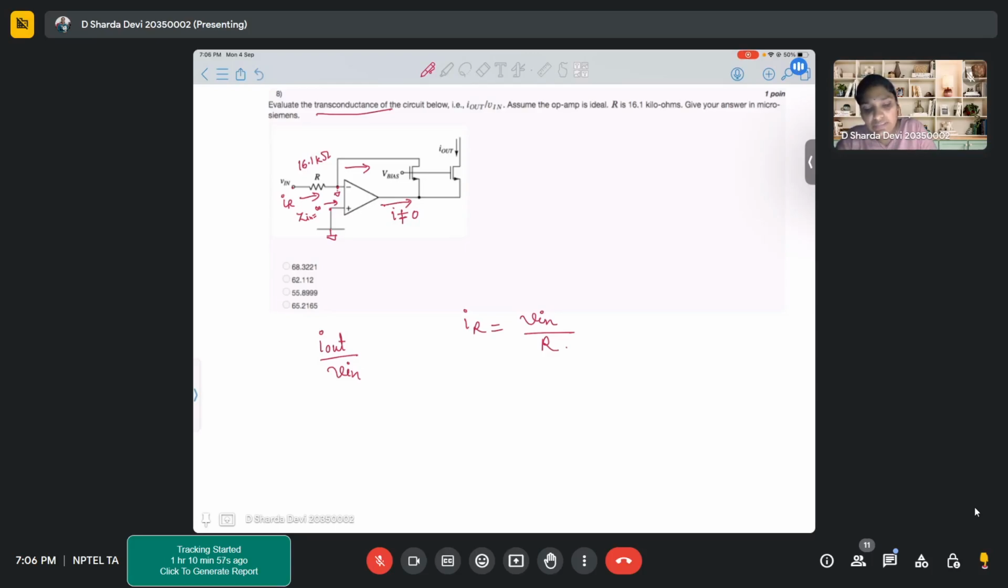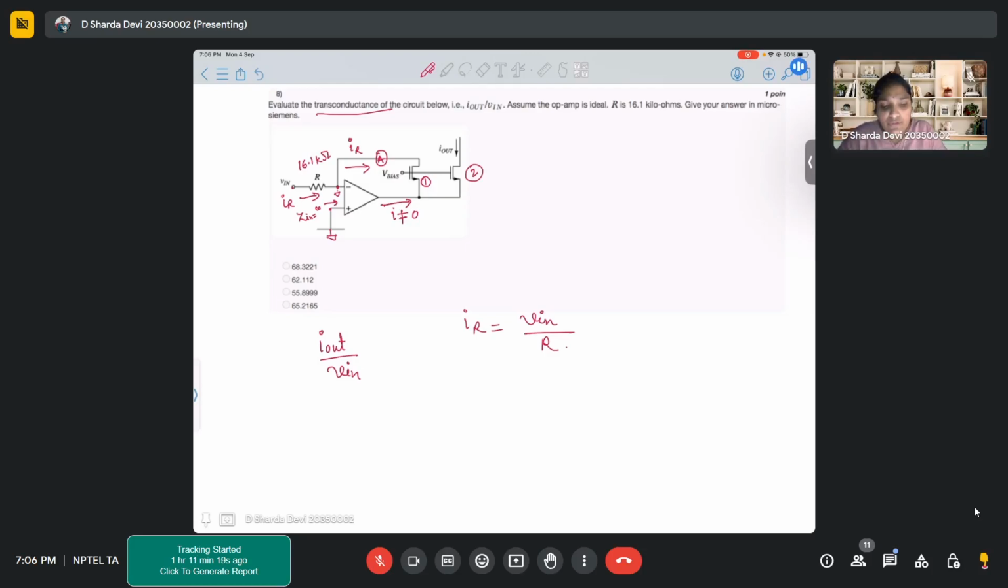If current flowing through resistance is IR, what will be the current flowing through, let's say, branch A? V in by R, the same IR, right? Because there is no addition, no deduction in the current. So the same current IR flows through this transistor 1. There is a transistor 2.